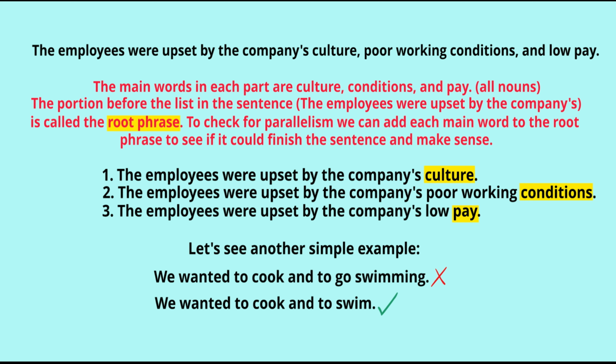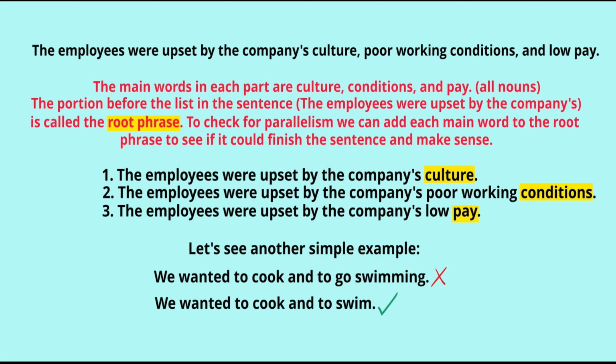The employees were upset by the company's culture. Yes, this makes sense and it is a complete sentence. The employees were upset by the company's poor working conditions. That is also absolutely right. The third one is, the employees were upset by the company's low pay. Yes, this also makes sense, right? So that is how we check for parallelism.